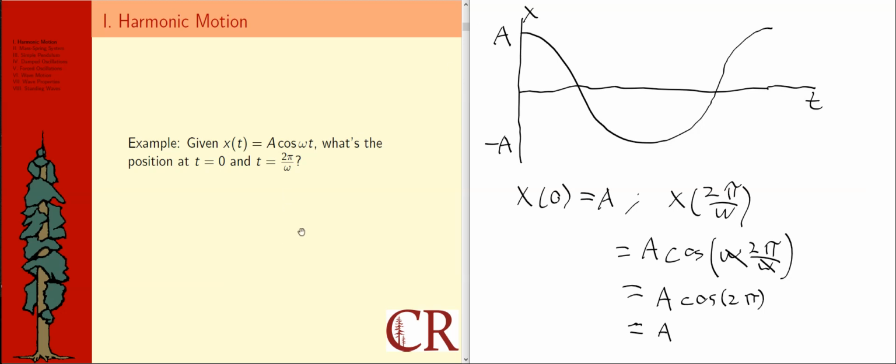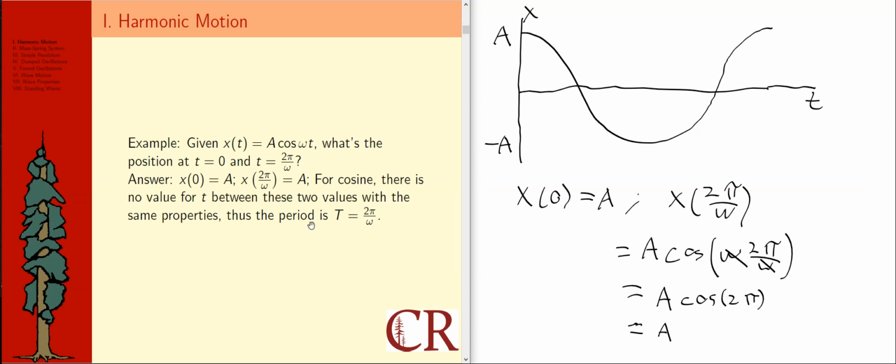Let's go ahead and check those answers, and it says a and a. And then it notes that for cosine, there's no value for t between these two values with the same properties. Thus, the period is 2 pi over omega. In other words, this spot here on the graph where I completed a full cycle of oscillation for this harmonic motion, that is 2 pi over omega, the point that I evaluated at, but that's also equal to what was defined to be the full period of a harmonic function.